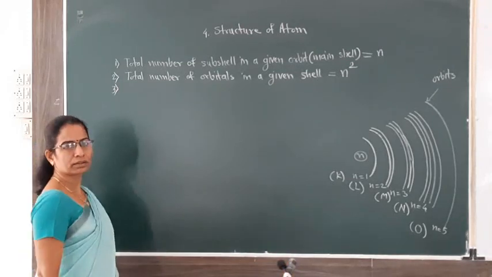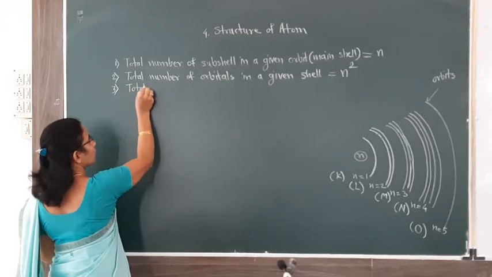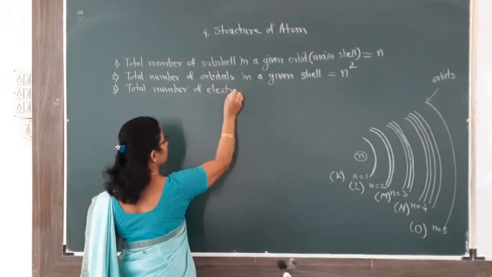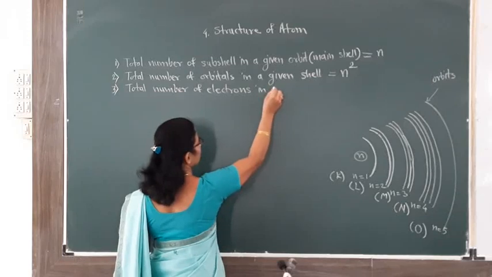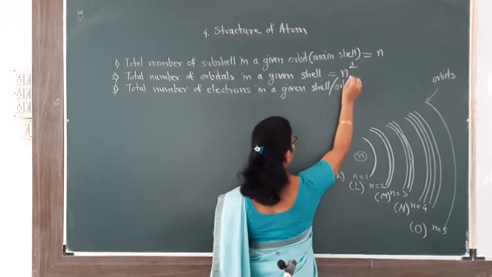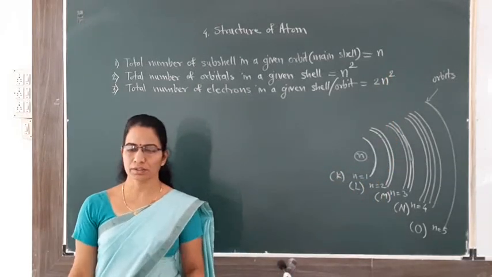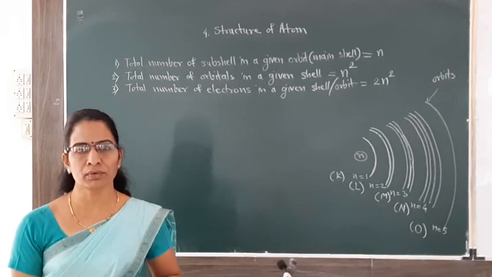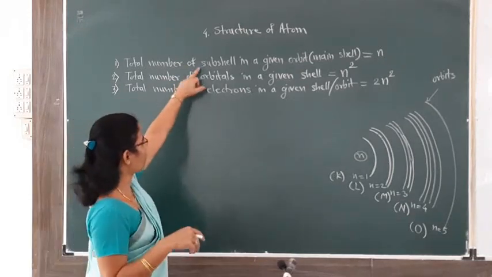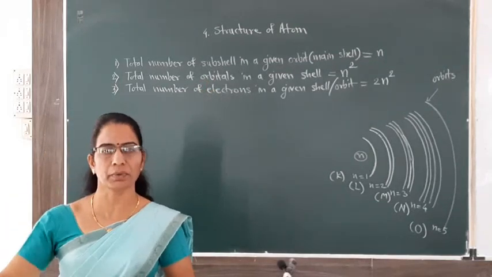With the help of the value of n, that is the principal quantum number, you can also find the total number of electrons present in a given shell, orbit or energy level, and that number is given by the formula 2n square. So with the help of the value of the principal quantum number, you can get the number of subshells, the number of orbitals, and the total number of electrons present in the given orbit.